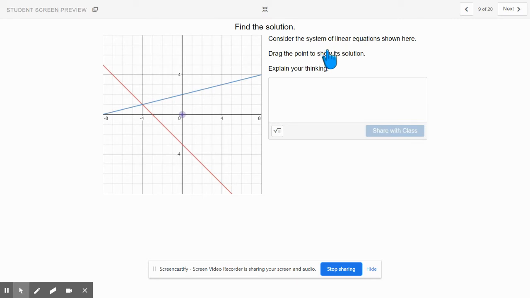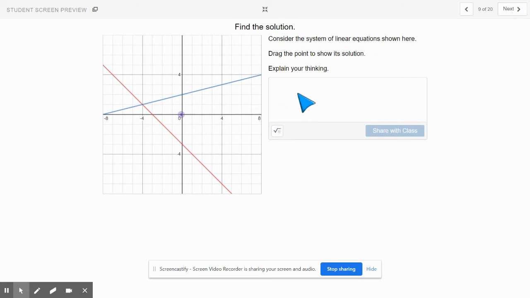Consider the system of linear equations shown here. Drag the point to show its solution. You're allowed to drag this point to show where the answer is going to be. And I'm giving you a clue, and then explain your thinking. Why is that the answer? What have I told you that makes something a solution?